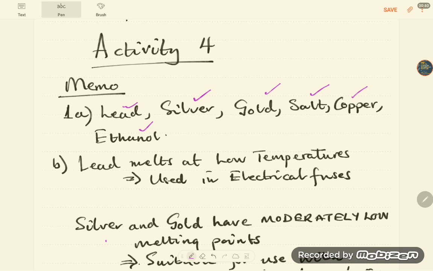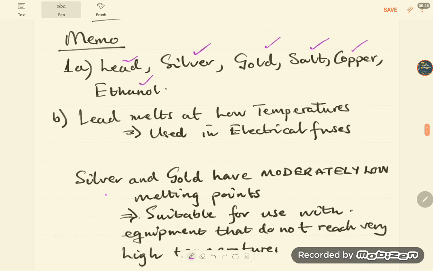Potentially, we have not really been told that this is silver or this is ethanol or this is lead, but we've actually come across them in one way or another.